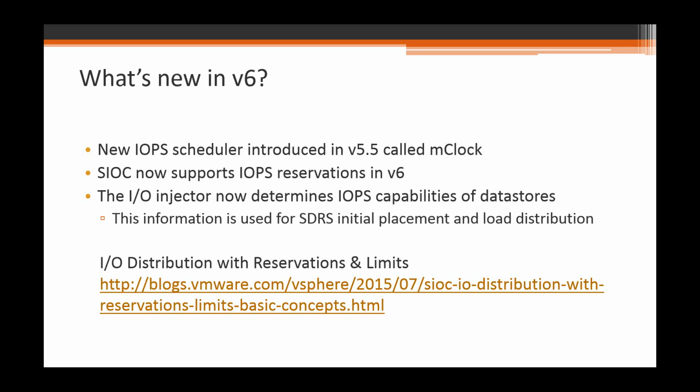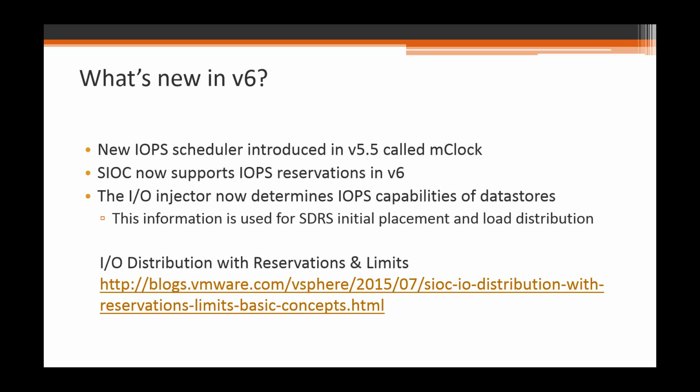And that information from the IO injector is used in several ways. The first thing it does is Storage DRS does something called initial placement. So when you power on a VM, it can power on the VM on the specific datastore that can accommodate the reservations if you set them. So for example, you set reservations for a specific VM and you power it on. Based on the information from the IO injector, it will know where to place the VM. But more than that, it also controls the way that the scheduler is going to distribute IOPS.